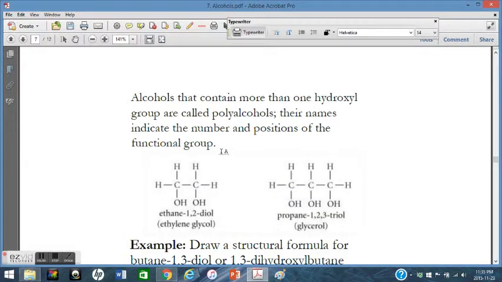Alcohols that contain more than one hydroxyl group are going to be called polyalcohols. Their names indicate the number and positions of the functional group. Ethane 1,2-diol, also known as ethylene glycol. This is actually found in antifreeze. Propane 1,2,3-triol or glycerol, basis for fatty acids. Okay.